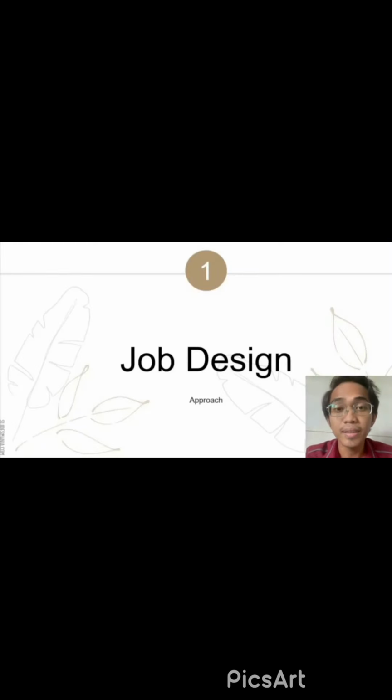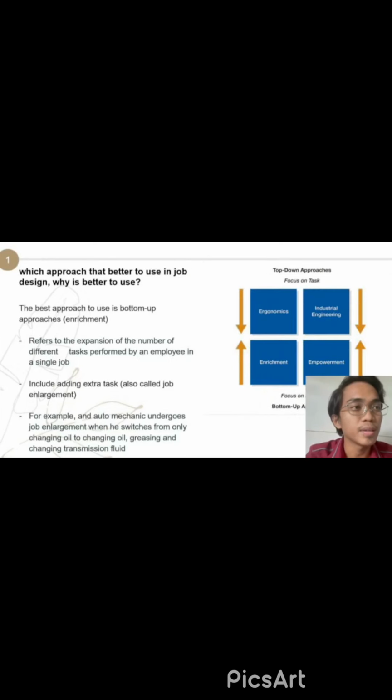My name is Yan Dispenyusran and I will be presenting about the job design approach, which is better to use in job design and why it is better to use. So the best approach is focus on person, which is the bottom up approach, which is enrichment. This refers to the expansion of the number of different tasks performed by an employee in a single job, including adding extra tasks, also called job enlargement.